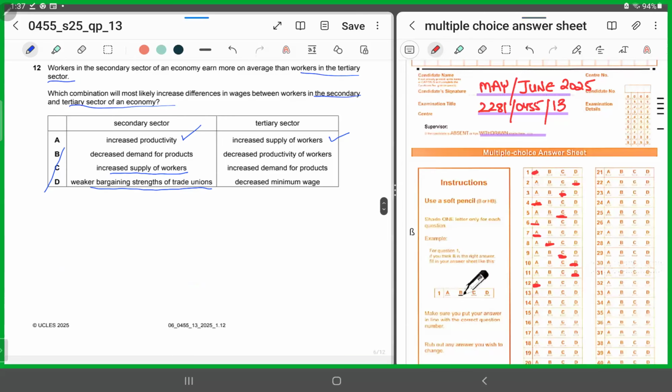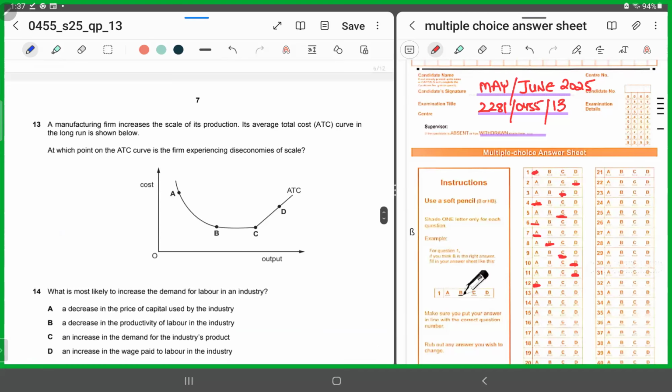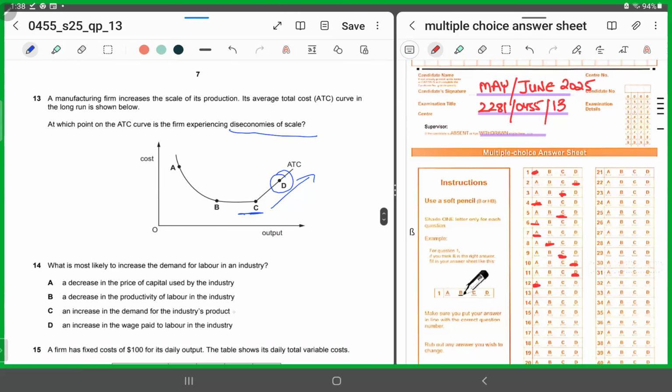MCQ number 13. MCQ number 13 is displaying the average total cost curve. It's saying at what point on the average total cost curve the firm would start experiencing diseconomies of scale. That means any further unit of production would actually cause an increase in its average total cost. So if you look at the curve, it's after point C that the cost has begun to rise. So it's at point D, right? Where the firm has started experiencing diseconomies of scale. So for 13, we'll shade in D.